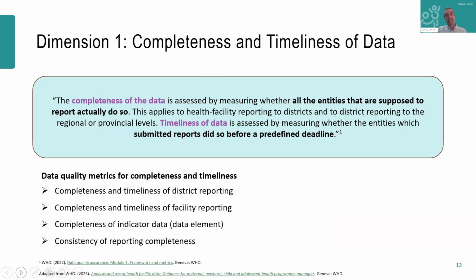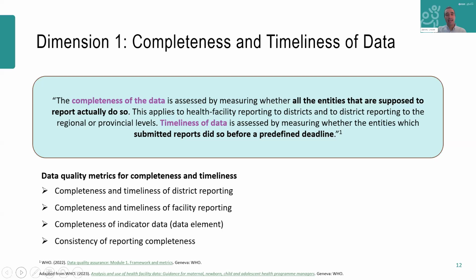When we're assessing the data completeness and timeliness, we're looking to see whether all of the entities that are supposed to report are actually doing so. And we're also looking to see if reports were submitted on or before predefined deadlines. So this applies to health facilities that are reporting to districts, as well as districts that report to regional or provincial levels. The metrics that we use to assess data completeness and timeliness are things like the percentage of facilities or districts that have actually reported. And out of the reports that were received, we also look at what percentage of those reports were received ahead of the predefined deadline.